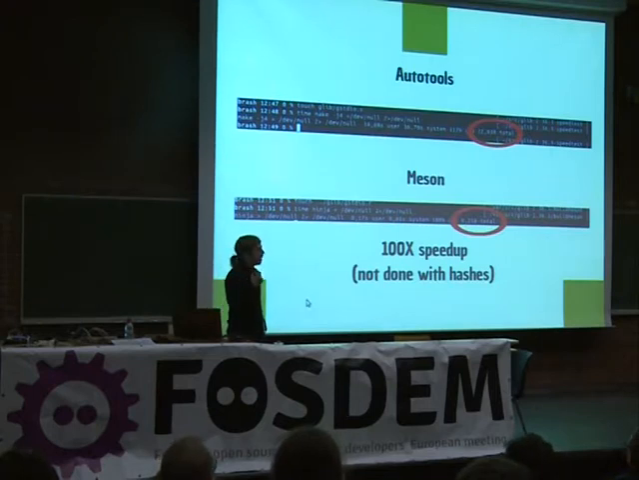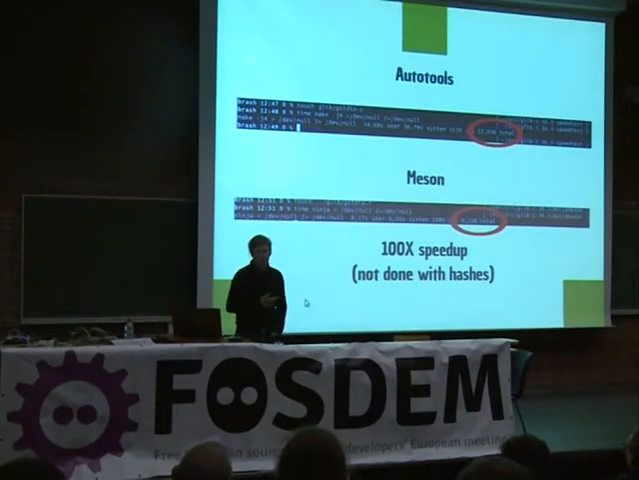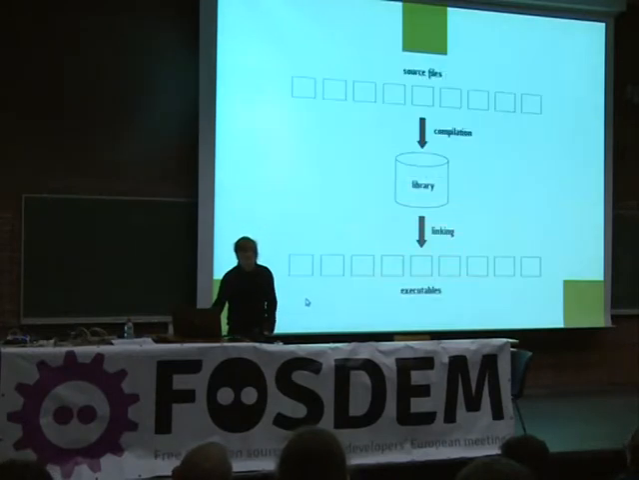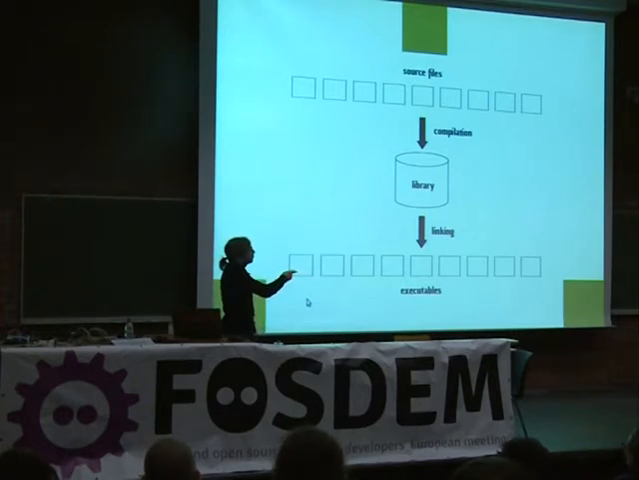This is why you should care which build system you use, because there's actually quite a bit of benefit to be gained. It's not done with ccache or MD5 hashes of things or anything like that. So what actually happens? Usually what you have is something like this: you have the source files, and you compile them into a shared library, and then you link that into your executables, which are usually test executables.